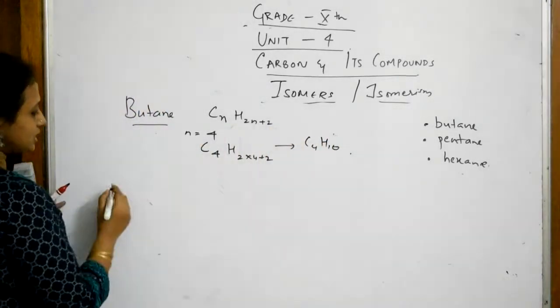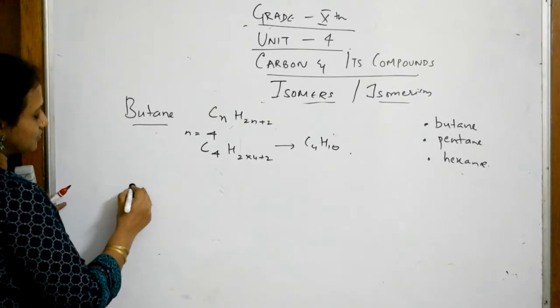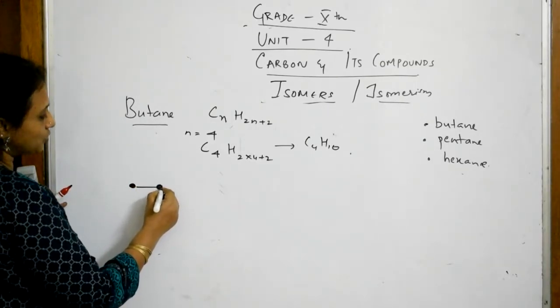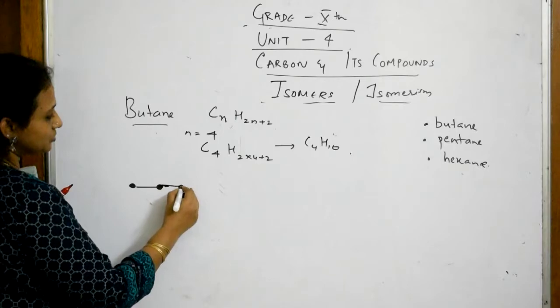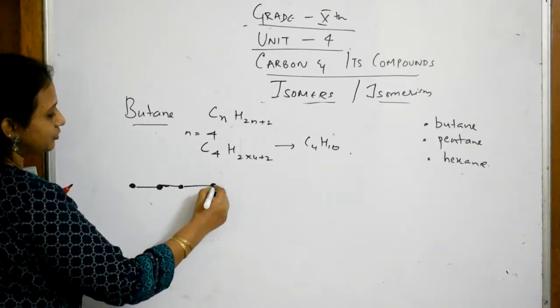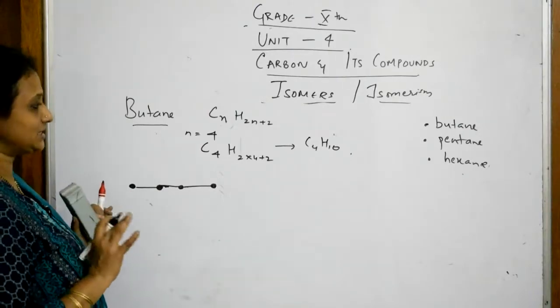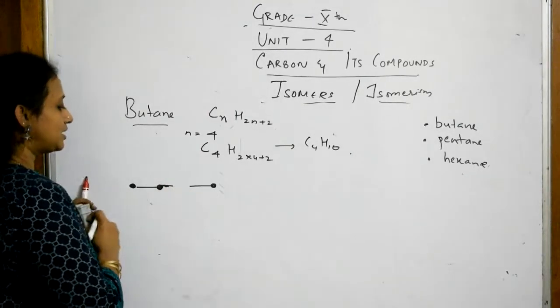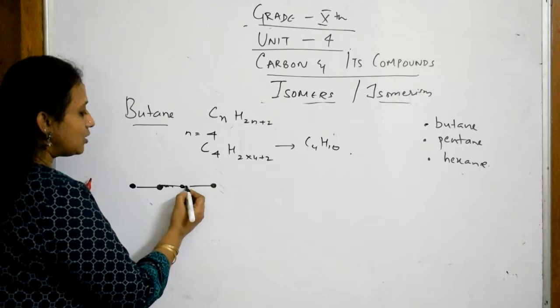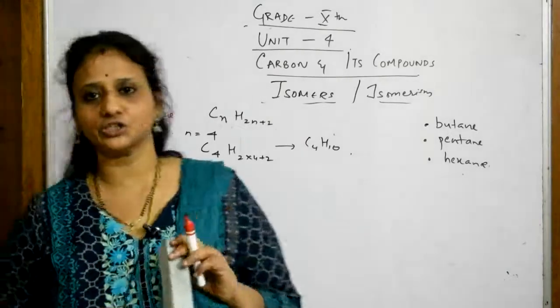So basically those C4 atoms I am writing like this: 1 more link to 2, 1 more link to 3, 1 more link to 4. So around carbon, hydrogens are there, that's fine. I am not representing that, only carbon atoms. Only carbon I am showing it here. Now the formula is C4H10 only.